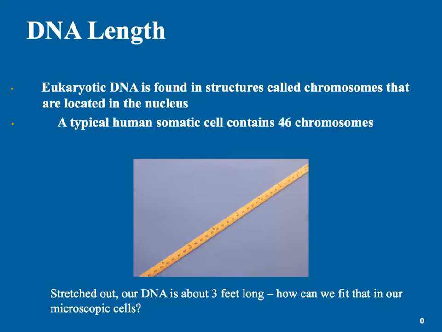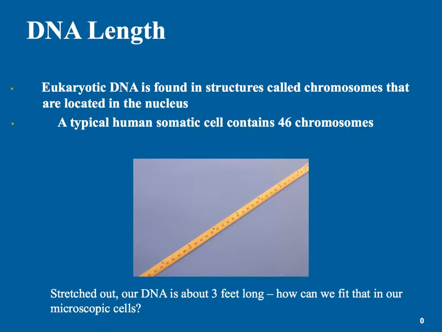So, DNA length. We already talked about prokaryotes and eukaryotes and their shape of DNA, how eukaryotes have lots of DNA and it's in the shape of a double helix, and that humans have 46 chromosomes in our somatic cells. And prokaryotes, remember, have a single circular strand of DNA. If you were to stretch out a molecule of DNA, it would be about 3 feet long. So 3 feet long, you should be able to see it, but we can't see it. So how is it that it can fit inside of a microscopic cell?